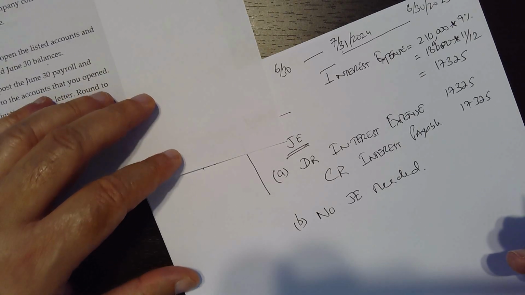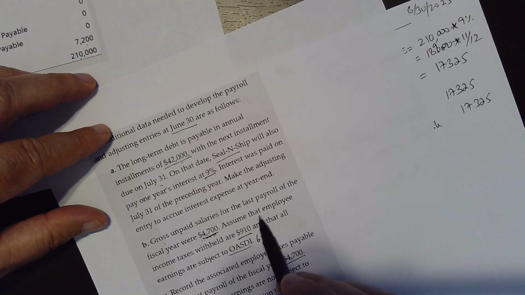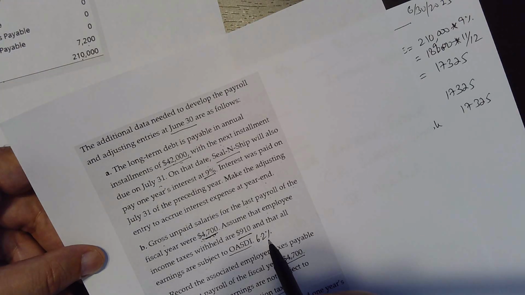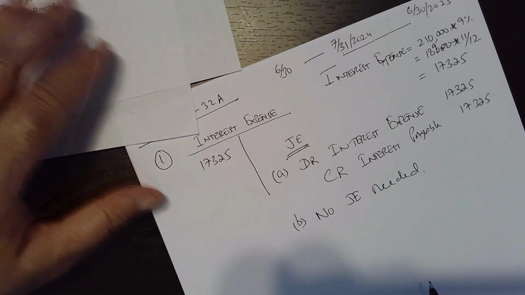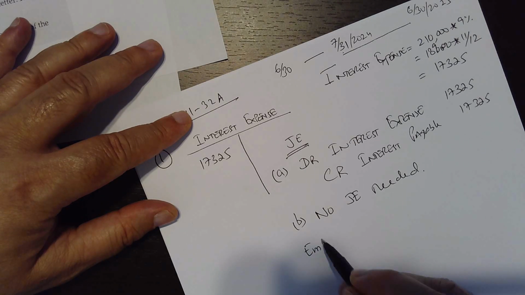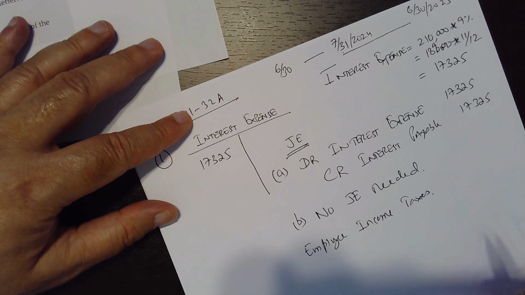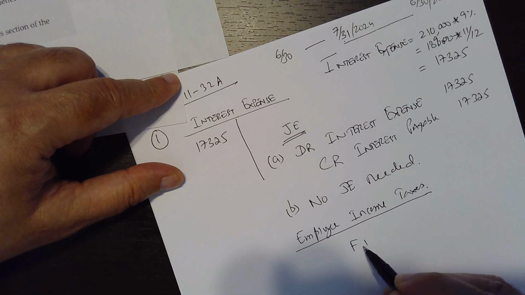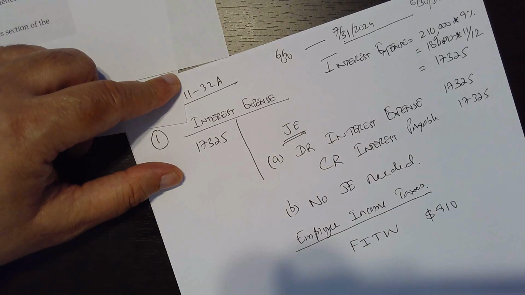Now we have to calculate the part where it says assume the employee income tax withheld is 910 and that all earnings are subject to 6.2%. So we have to calculate 6.2% based on that. So how much employee income taxes? Okay, so we already know federal income tax withheld is $910. They have already given us that.